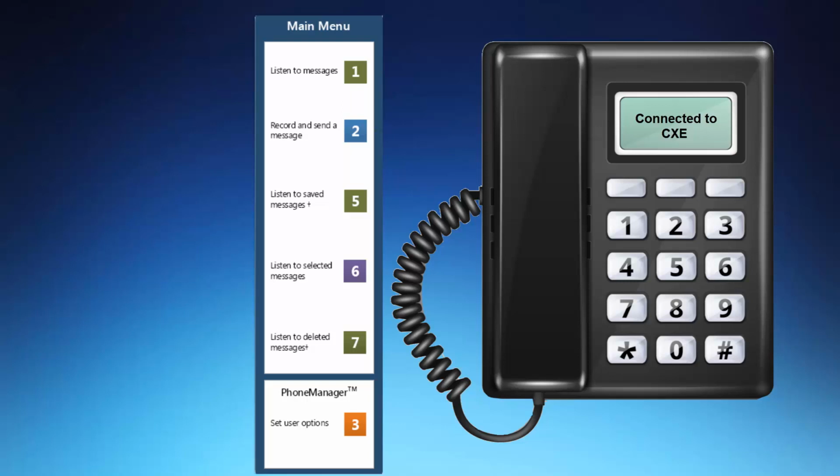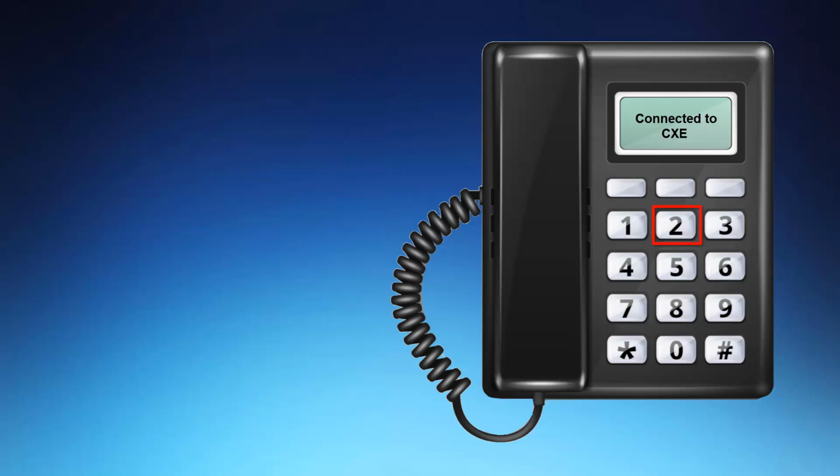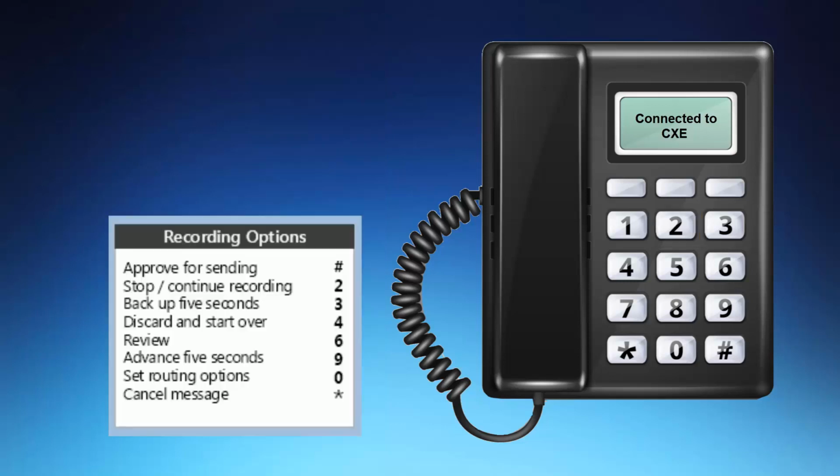You have no new messages and one saved message. To record and send a message, press 2. For phone manager functions, press 3. To listen to saved messages, press 5. To quit, press the star key. At the tone, please record your message. To stop recording, press 2. To send this message, press the # key.